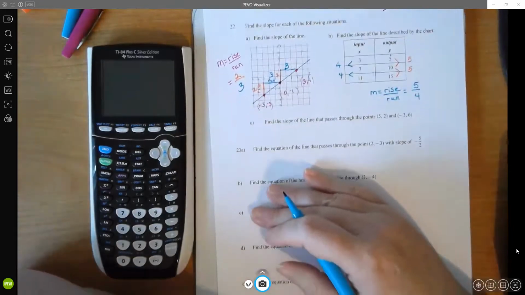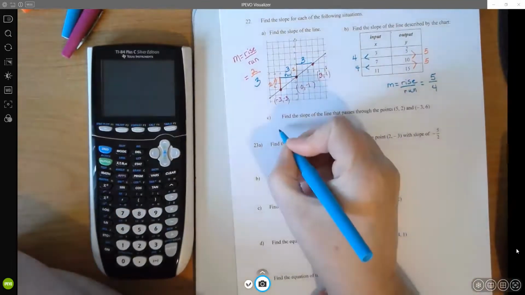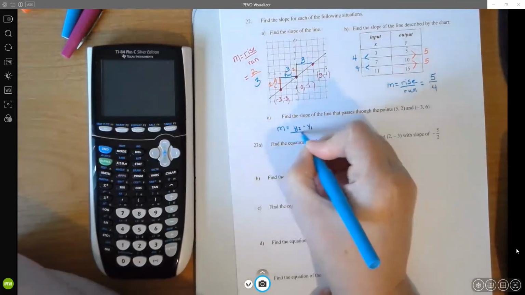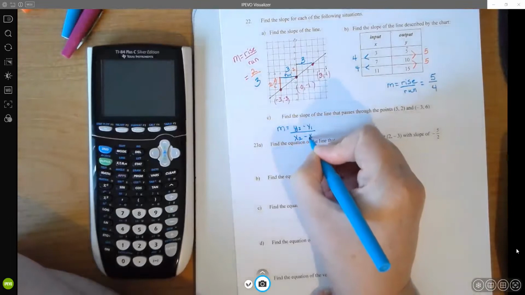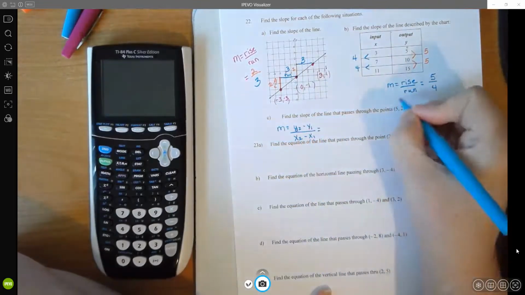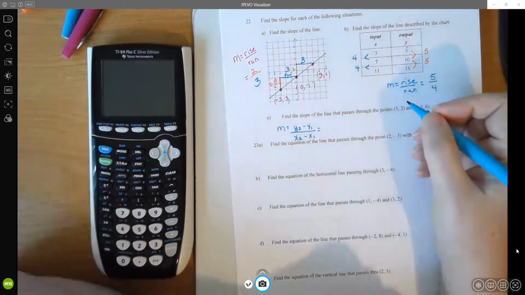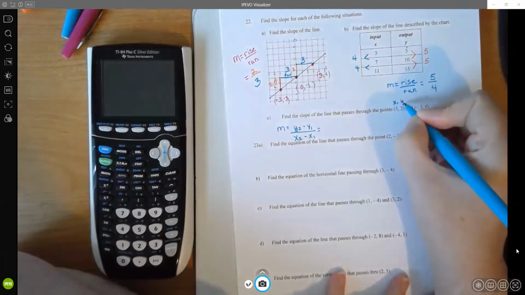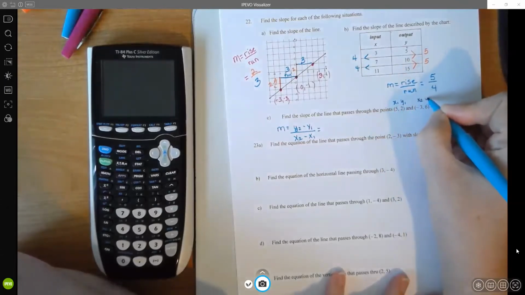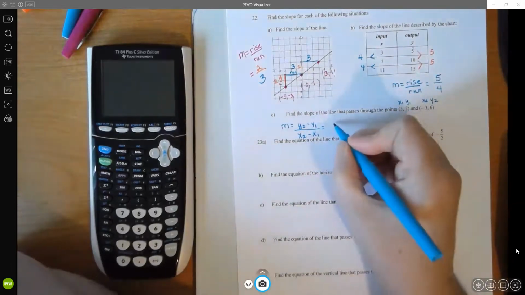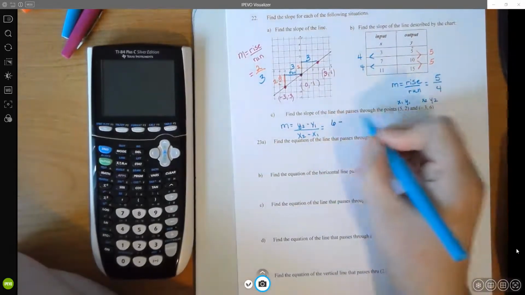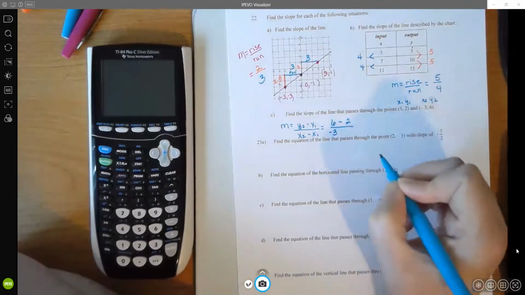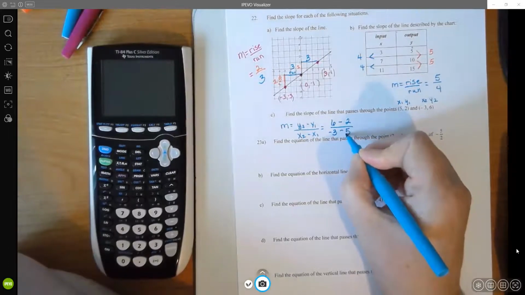Now, if we're finding the slope of a line that passes through 2 points, we want to use our formula. And our formula is y2 minus y1 over x2 minus x1. Basically, that means we find the differences in the y's divided by the differences in the x's. So this is x1, this is y1, this is x2, this is y2. So that's going to be 6 subtract 2 over -3 subtract 5.